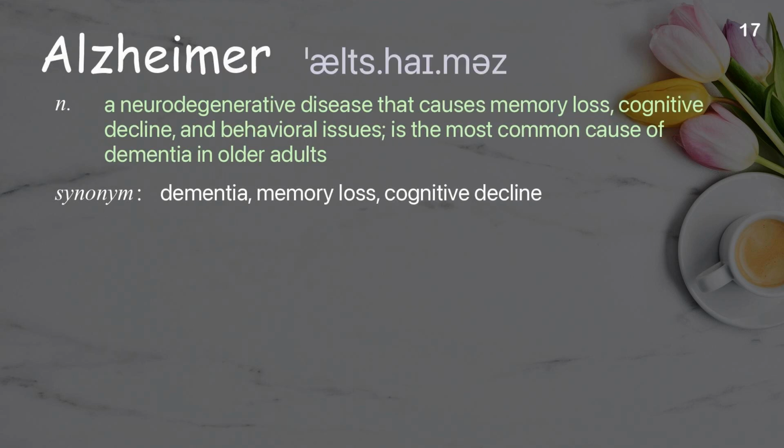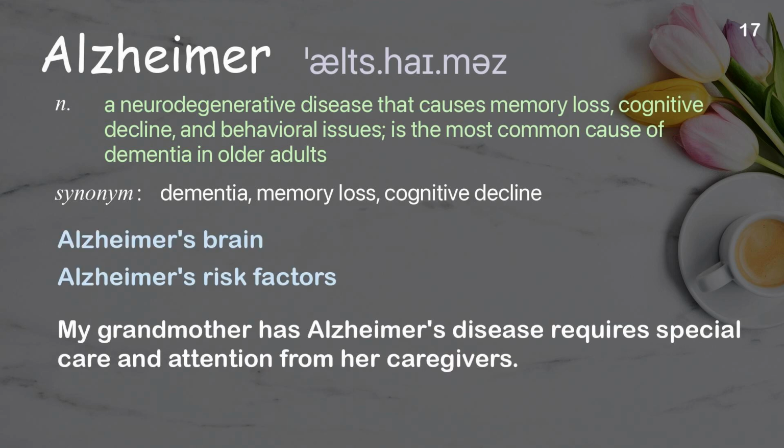Alzheimer. A neurodegenerative disease that causes memory loss, cognitive decline, and behavioral issues; it is the most common cause of dementia in older adults. Examples: Alzheimer's brain. Alzheimer's risk factors. My grandmother has Alzheimer's disease, requires special care and attention from her caregivers.